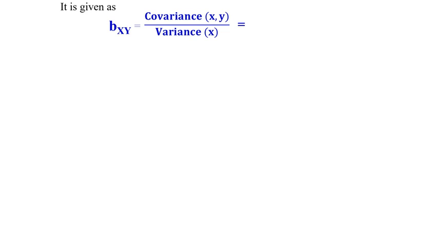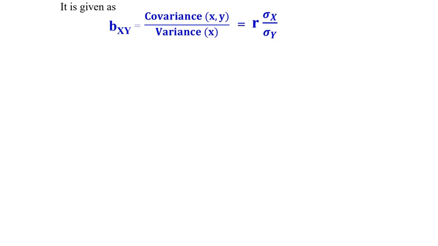It can be rewritten as r into standard deviation of x divided by standard deviation of y. Observe here, standard deviation of x is in the numerator, standard deviation of y is in the denominator. So as bxy is given, you remember like this: when bxy is given, standard deviation of x will be taken in the numerator and standard deviation of y will be taken in the denominator. bxy, x numerator, y denominator when standard deviations and correlation are given.